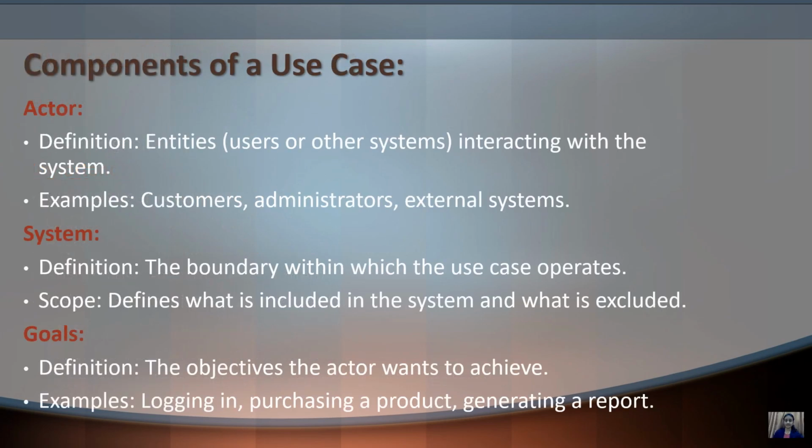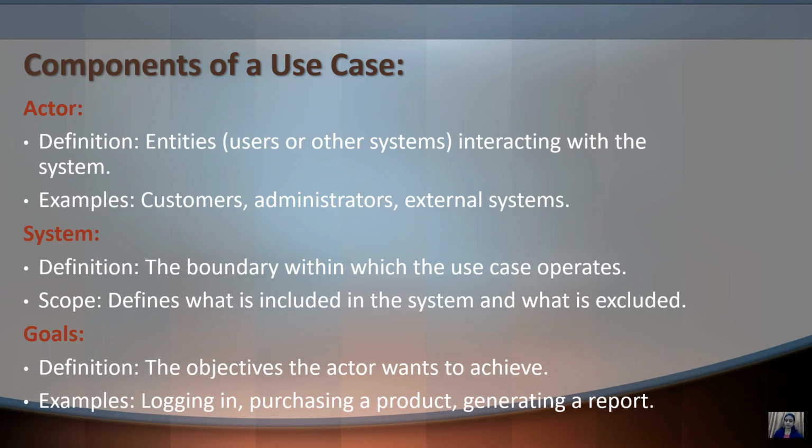So use cases are generally the interaction with the system. So here are the components of a use case. First comes the actor, which means the entities. Entities refer to the users or the other systems interacting with the system. For example, customers, administrators, and external systems. Administrator refers to administration of different departments.